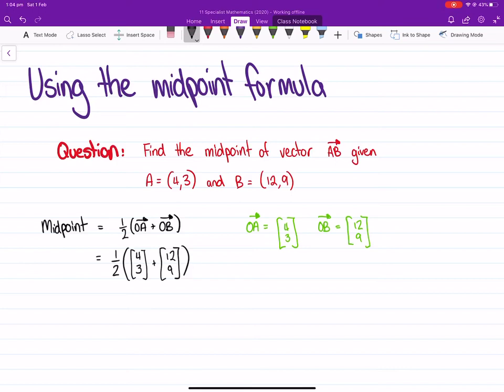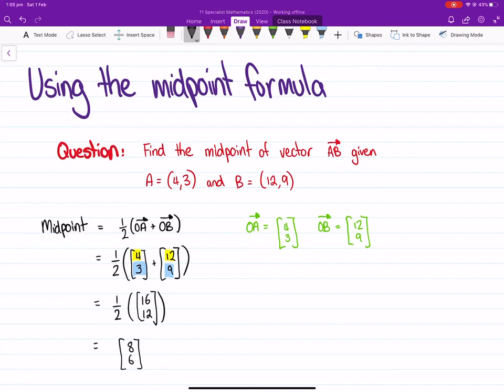And so we do our arithmetic vector addition, and we still get 1/2 of 4 plus 12, the x components here, 4 plus 12 is going to give me 16, and my y components, 3 plus 9, is going to give me 12. And now using scalar multiplication, we distribute the 1/2 to both of those values, and we get the resultant vector of 8 and 6.